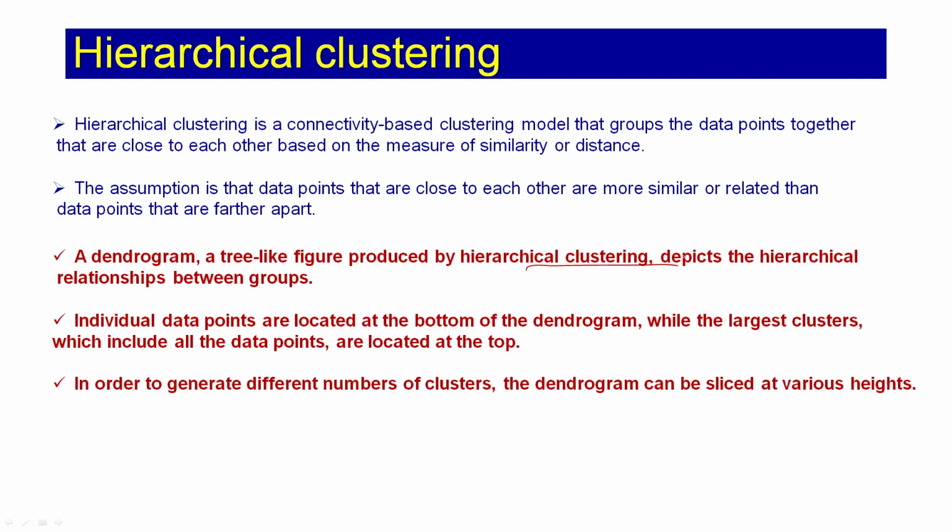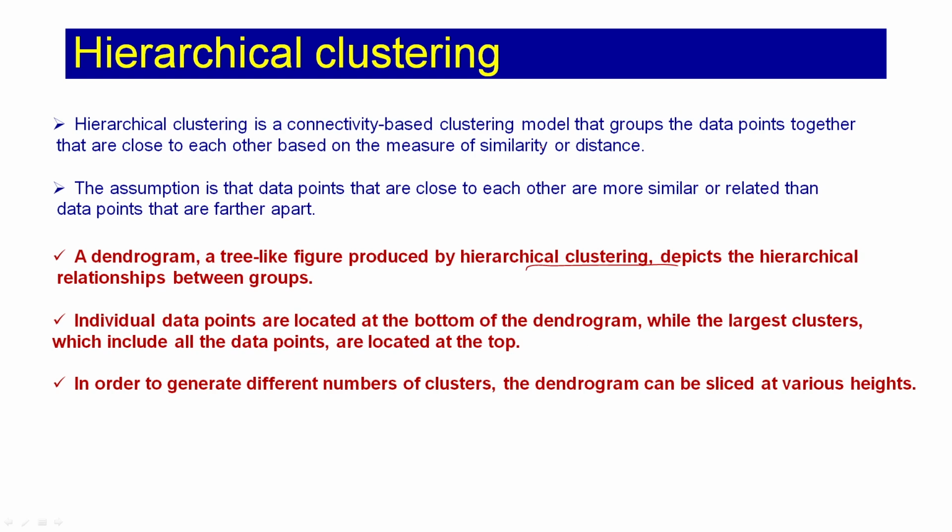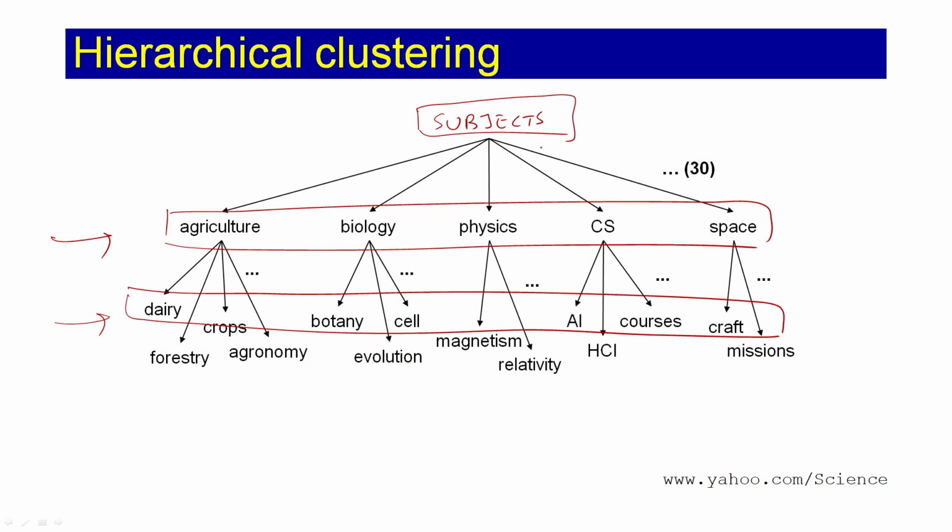So, individual data points are located at the bottom of the dendrogram, while the largest cluster, which may include all data points, is located at the top. I will show you an example. I have already talked about how, in order to generate the defined number of clusters, the dendrogram can be sliced at various heights, like that. You see the subject is at the top, that is the largest cluster, right. It will include all data points at the top level, and individual data points are located at the bottom level, like agriculture, biology, physics, computer science, space. You can see agriculture has dairy, crops, forestry, agronomy. So, these are the bottom level, and biology also has the same, and physics also. Am I clear? This is taken from Yahoo.